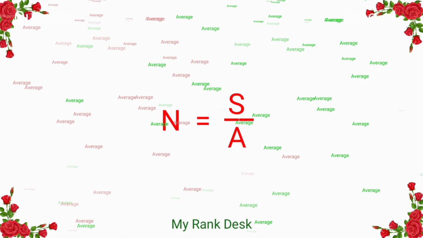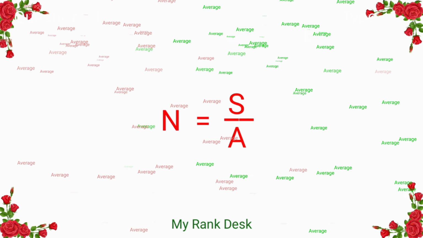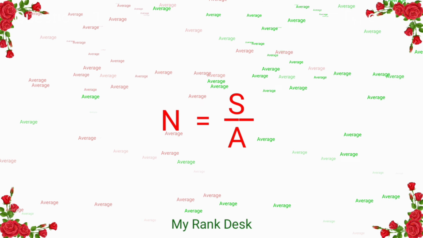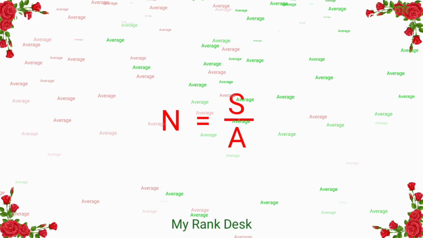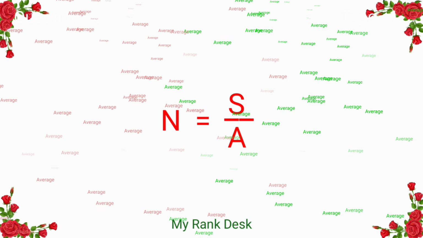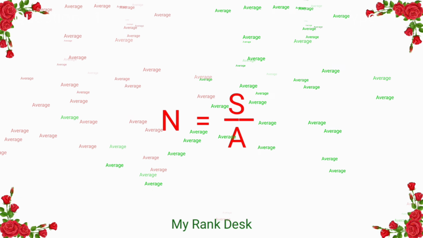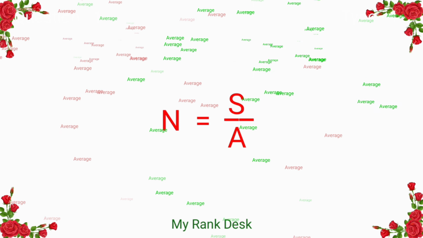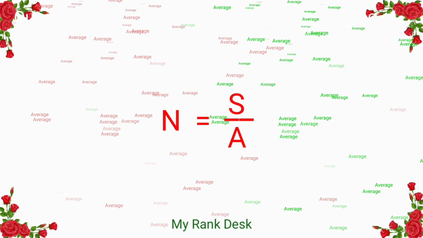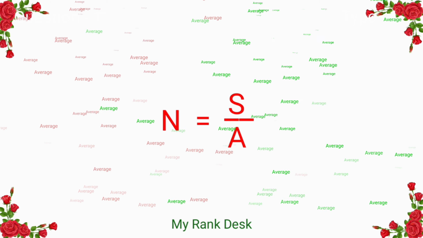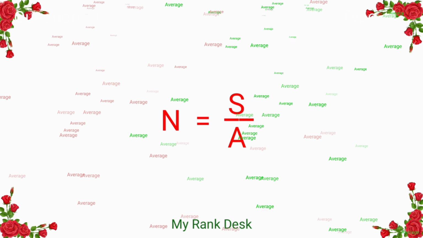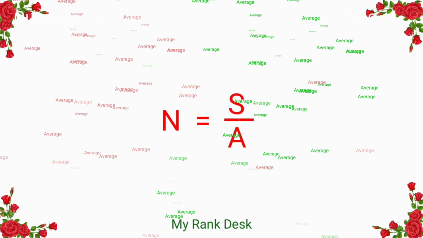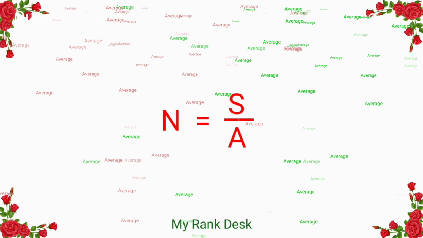To find number of observations from sum of observations and from average of the observations, divide sum of observations by the average of the observations. The quotient we get must be the number of observations. We can use a formula N equal to S by A to find number of observations from sum of observations and from their average, where N is the number of observations, S is the sum of observations, and A is the average of observations.